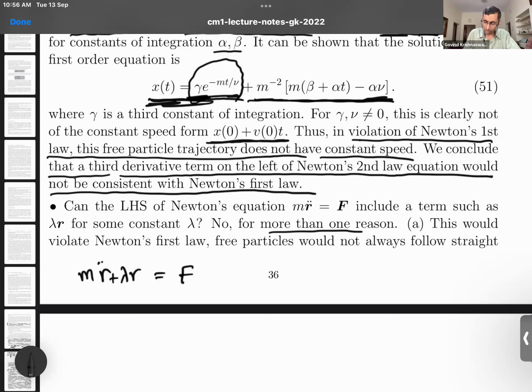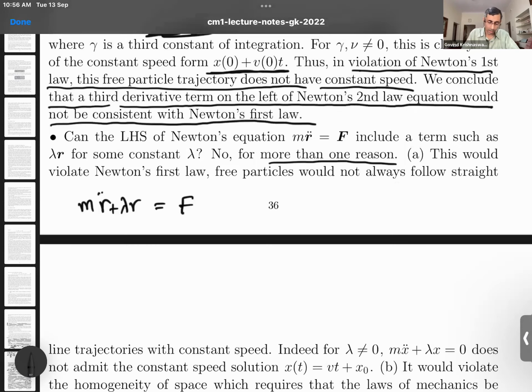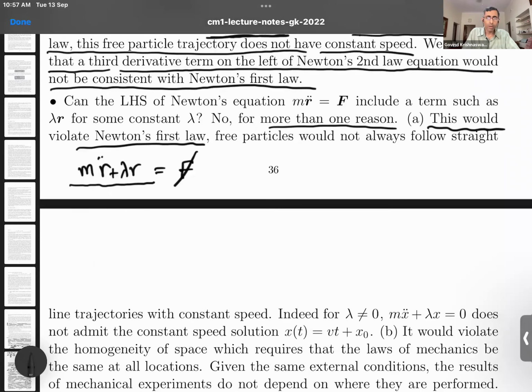And for more than one reason. Okay, let me clarify why. First reason is that this would violate Newton's first law. Because again, if I consider a free particle, that is in the absence of any force, F is zero, again, the solution of this equation is not a straight line. MR double dot plus lambda r equal to zero. Yes, you have a question?